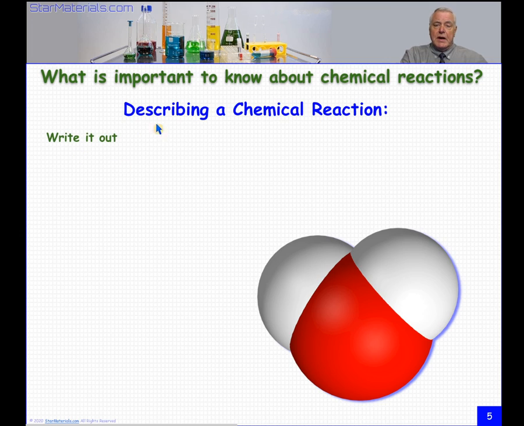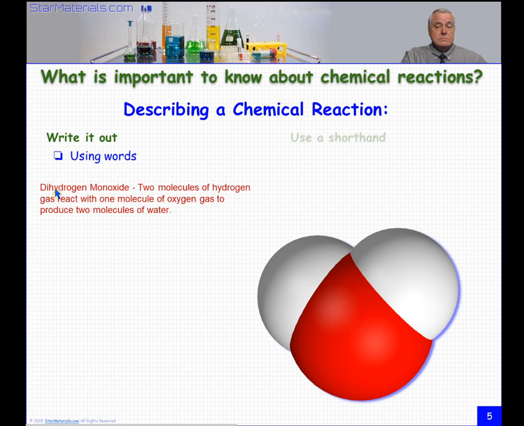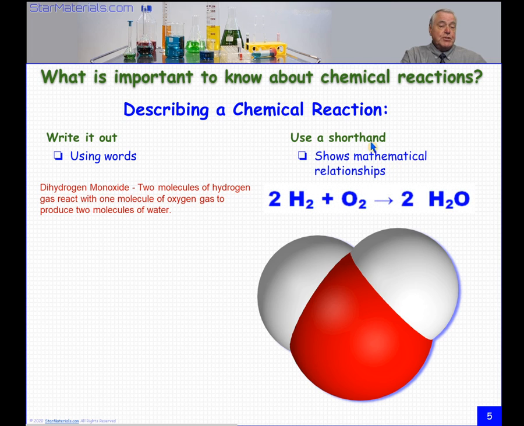We can describe a chemical reaction or a molecule using words. Dihydrogen monoxide. Two molecules of hydrogen gas react with one molecule of oxygen gas to produce two molecules of water. So we have two hydrogen and one oxygen. Shows we can use a shorthand.